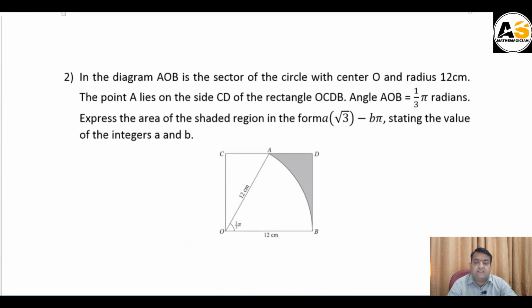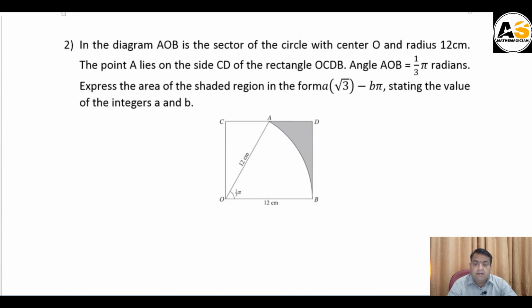Let us move to our second question. In the diagram AOB, the sector of the circle with center O and radius 12 centimeter. This is radius of this circle 12 centimeter. This angle is given 1 by 3 pi, and we have to find the area of shaded region in this form, a square root 3 minus b pi, and we have to find the values of a and b.